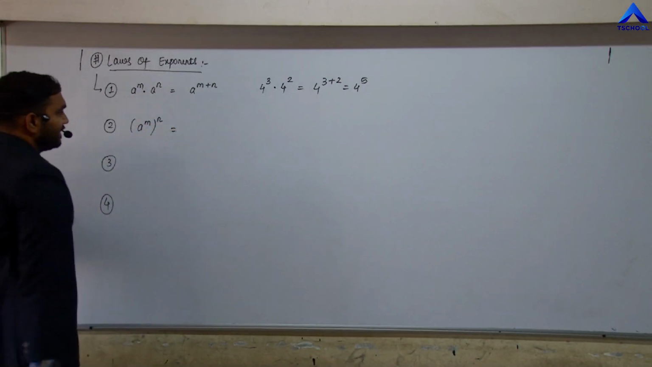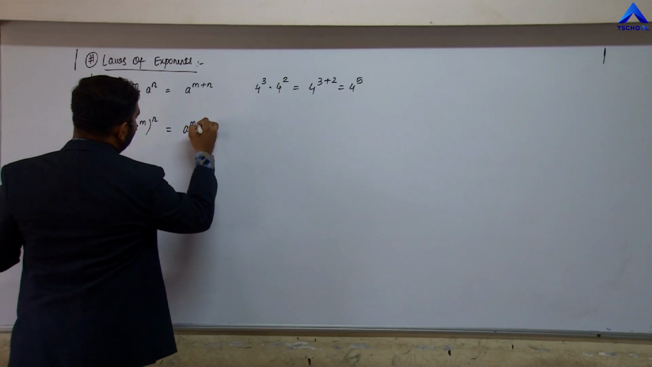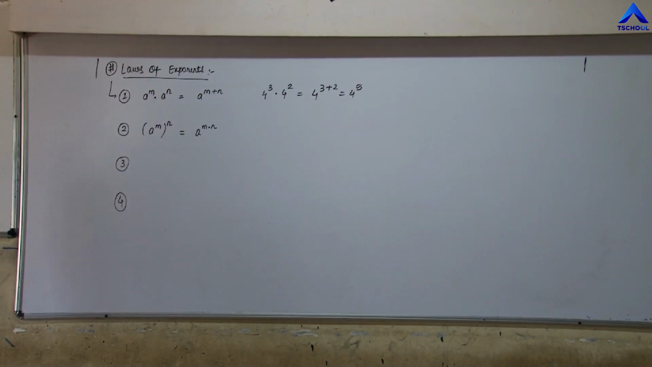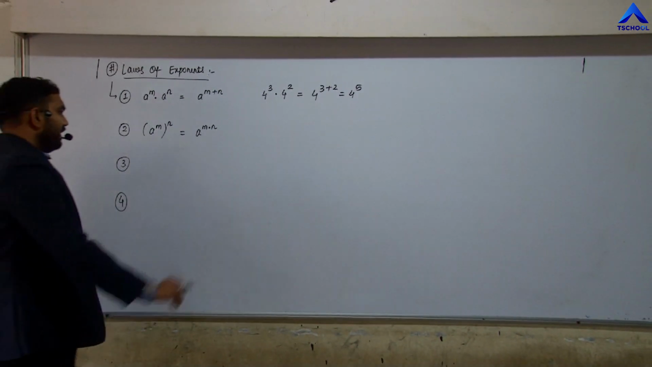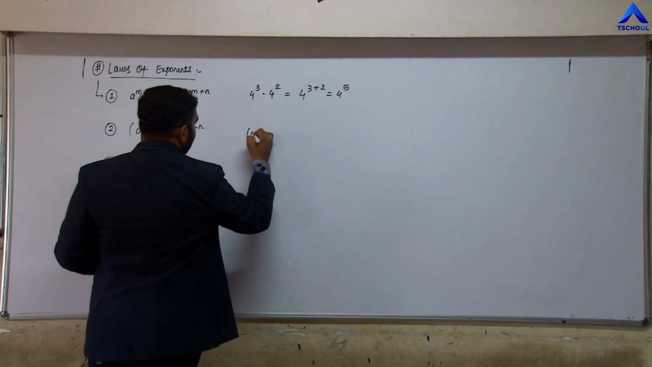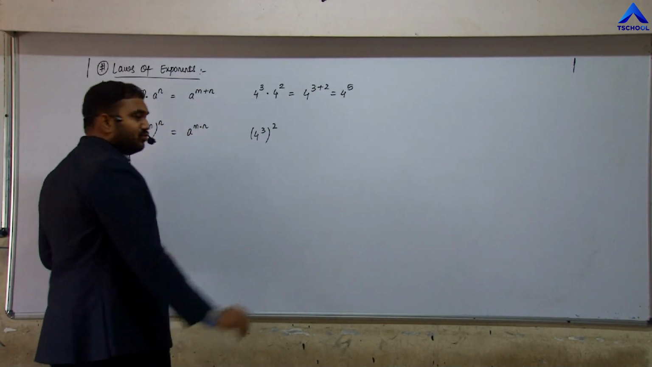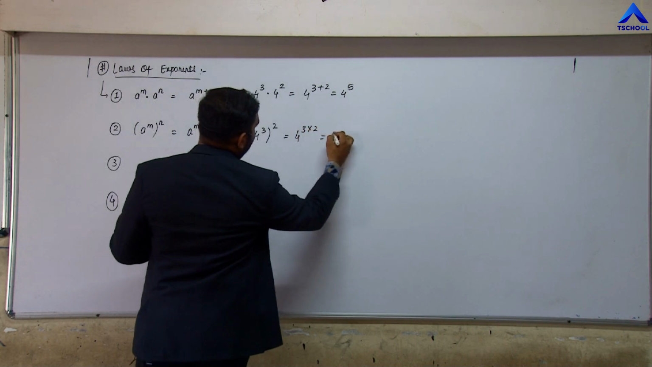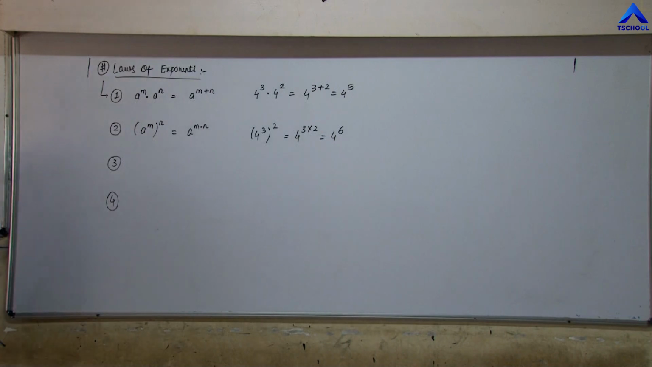Then the second one, if we are having a number a raised to m and the whole power is n, then the simple thing can be written as the same base with the multiplication of the powers, that is m into n, right? Let me say, for example, if I am having a number 4 raised to 3, whole raised to 2. So this can be written as 4 raised to 3 into 2, and that is 4 raised to 6.